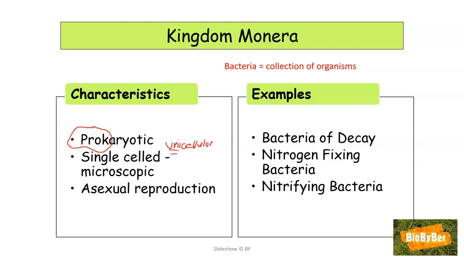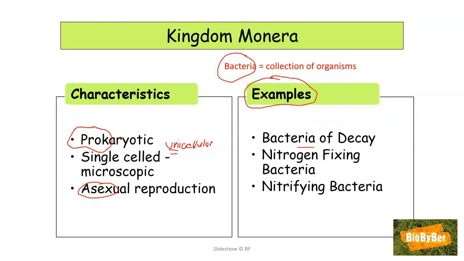Kingdom Monera organisms carry out asexual reproduction. What are examples of organisms that belong to kingdom Monera? Well, as we've just said, bacteria are an example. It would be no harm for you to learn the names of definite bacteria at this stage in your career, because later on in the course, when we cover ecology, we will be meeting these bacteria again.